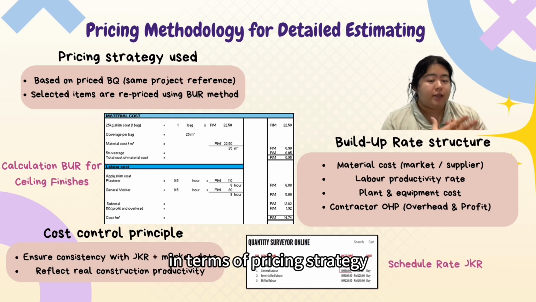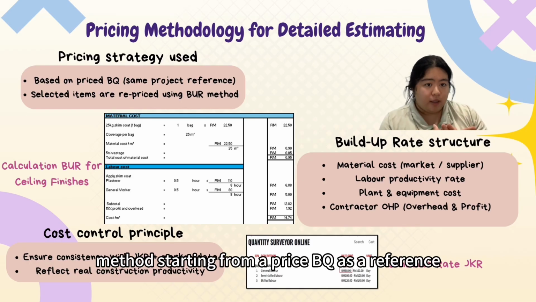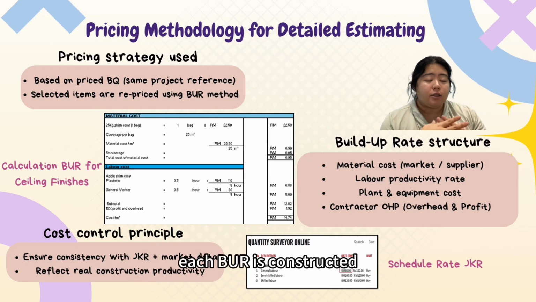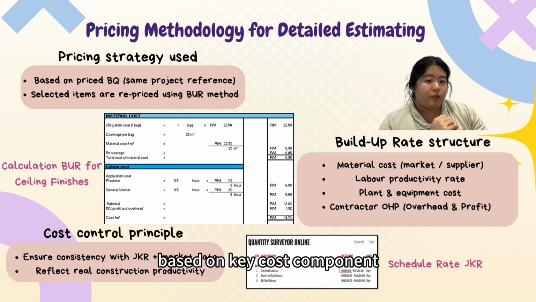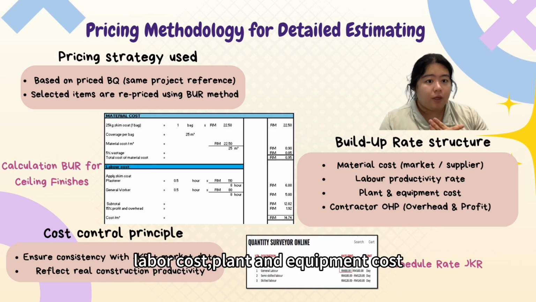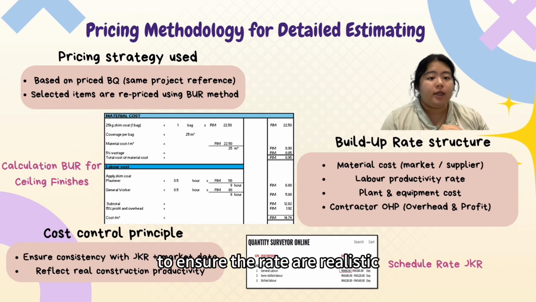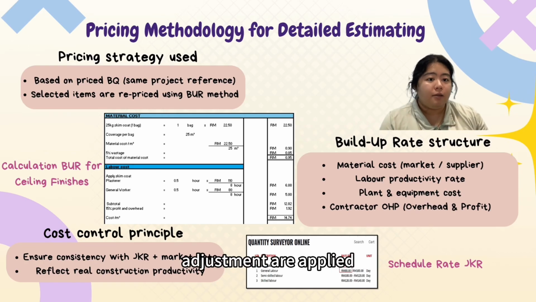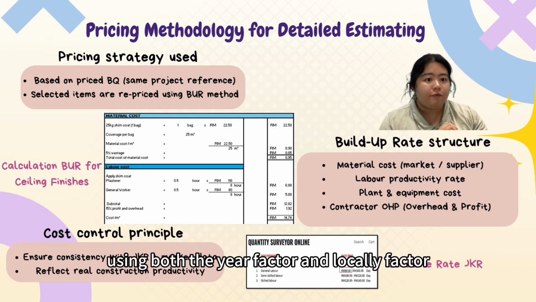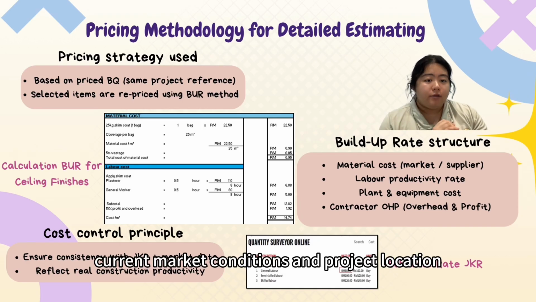In terms of pricing strategy, each unit rate is developed using the build-up rate method, starting from a priced BQ as a reference. Each BUR is constructed based on key cost components, which include material costs, labor costs, plant and equipment costs, and contractors' overhead with profit. To ensure the rates are realistic, adjustments are applied using both the yield factor and locality factor. This helps to reflect current market conditions and project location.